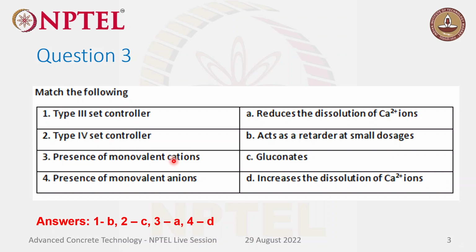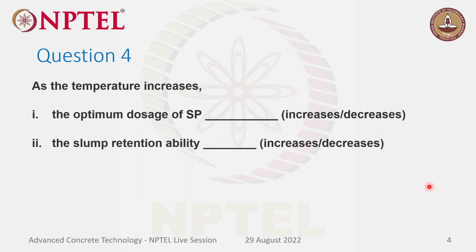And then coming to the third one, the monovalent cation, obviously it will reduce the dissolution of calcium ions. They've given only calcium ions, so we have to think about which one will reduce the dissolution. Cations are positive ions, so obviously they will reduce the dissolution of calcium ions, and monovalent anions are negative ions, so obviously they will increase the dissolution of calcium ions. Okay, I hope you got it right and you have answered correctly. Now let's move to the next question.